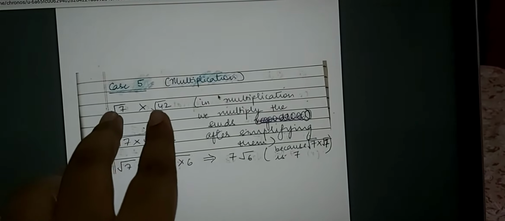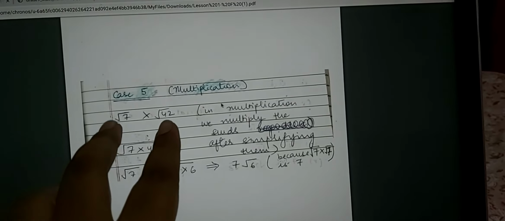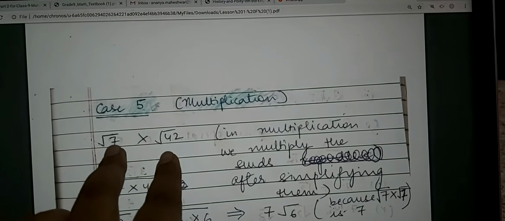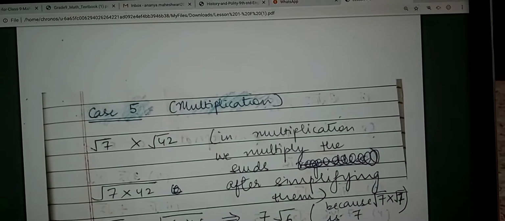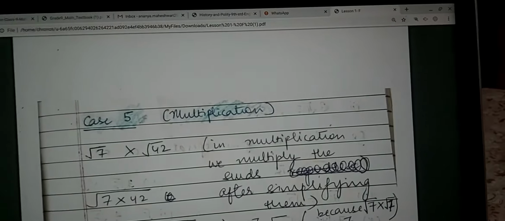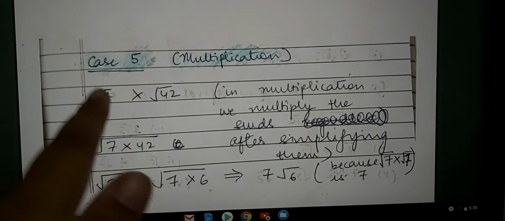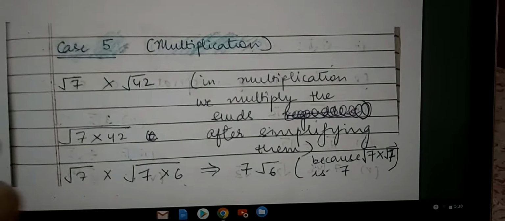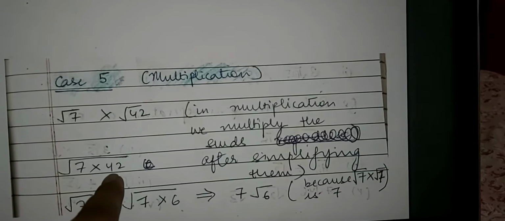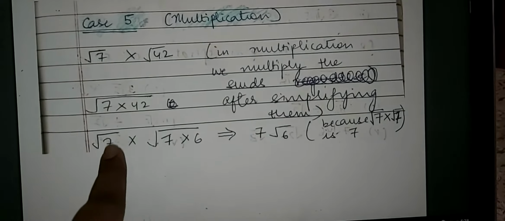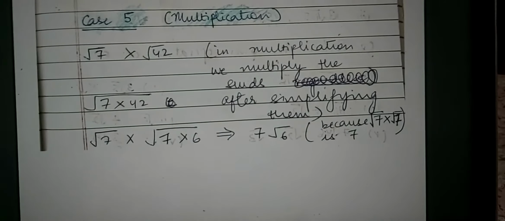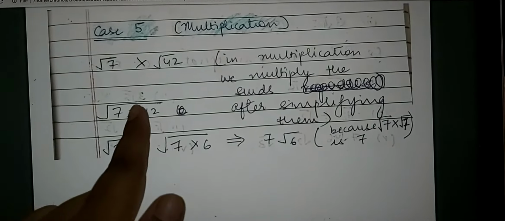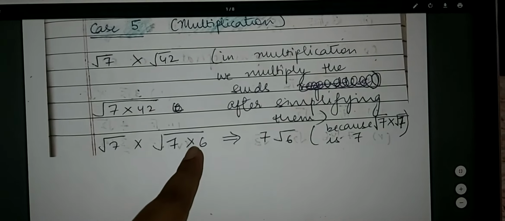Now when I see root 7 and root 42, what I'm going to have to do pehle is look at both the numbers and see are they in their simplest form. I'm going to factorize it. Okay. I'm going to make it into the simplest form. Now look, we have root 7, root 42, which can also be written as root 7 into 42, right? Same thing. Now, root 7 ko I can't factorize more. It's in its simplest form. But 42 I can factorize, right?